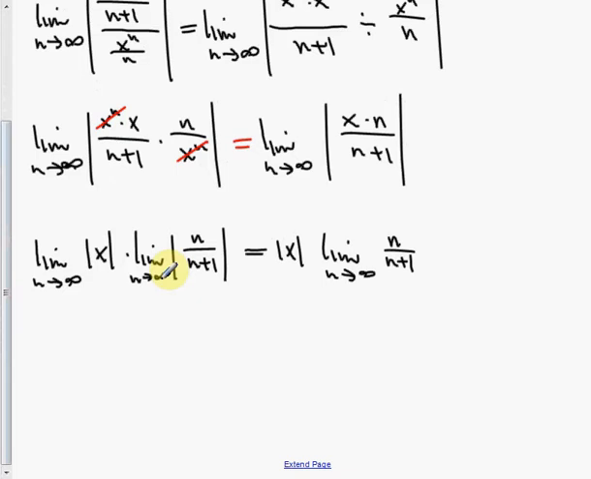But you cannot say that because it's infinity divided by infinity, the limit is automatically equal to 1. Sometimes that's not the case. Right?